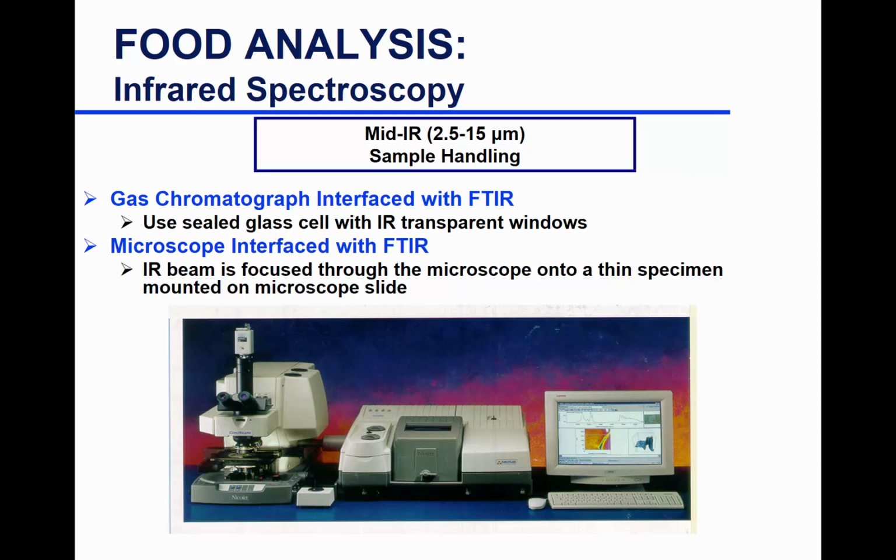We can have multiple interfaces with the IR. For example, gas chromatography can be linked to IR, where your components coming off of the column after separation can be identified and structurally elucidated by FTIR. Or you can link the FTIR to a microscope, where the light is focused through the microscope onto a thin specimen mounted on a microscope slide, and then you can get a spectrum of that component. It's a pretty neat technique.